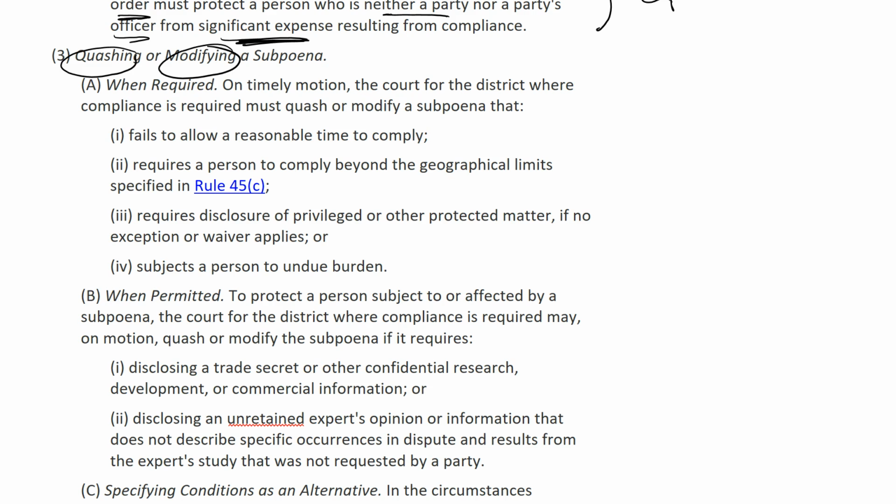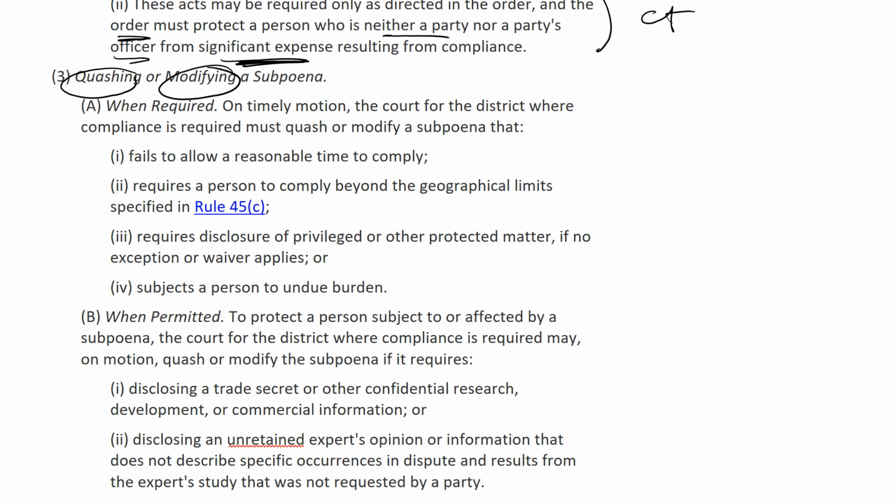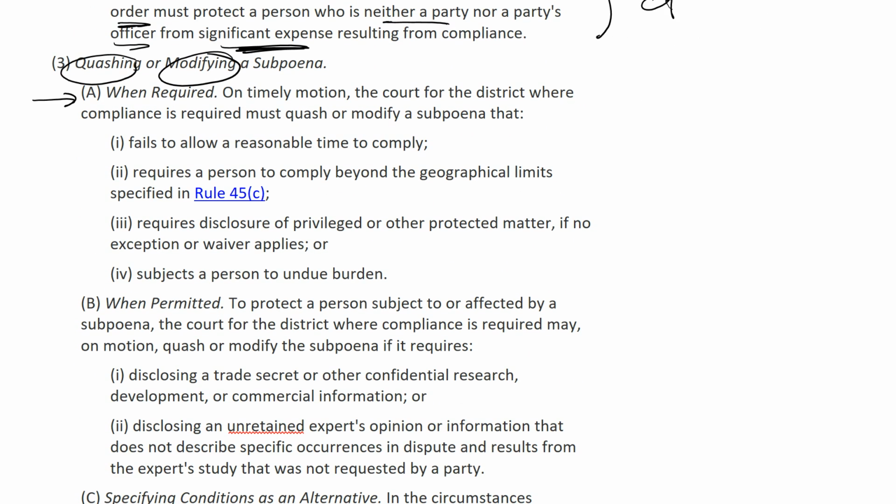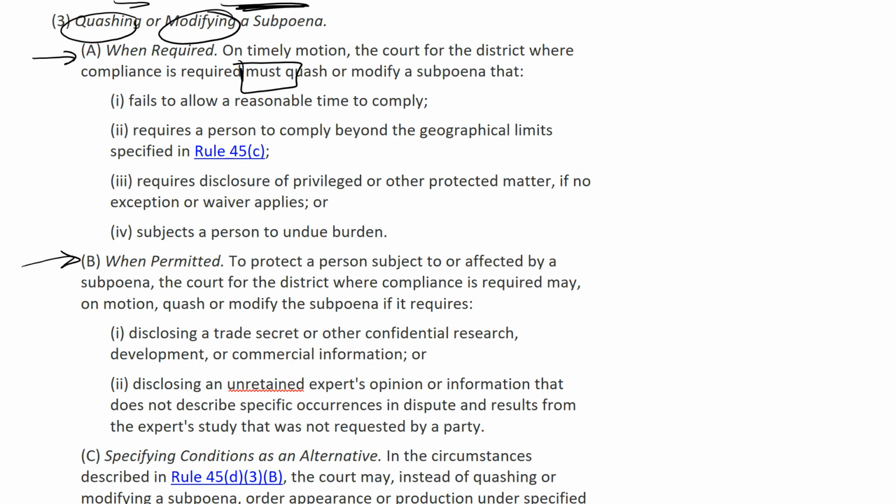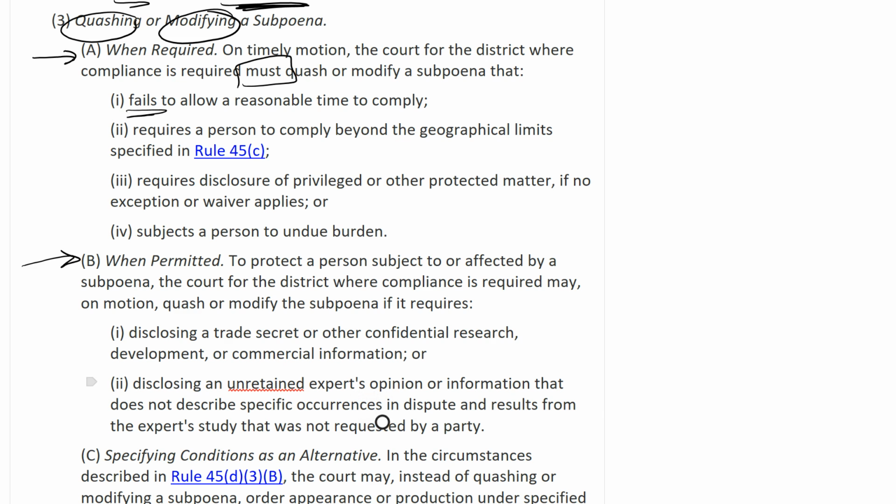And the difference between Section 3A, what do we want? 45(d)(3)(A) and (d)(3)(B). All right, (d)(3)(A) is about when the court must quash or modify the subpoena. (d)(3)(B) is when the court may, but doesn't have to, quash or modify the subpoena. Court must quash or modify the subpoena if it doesn't give enough time. It requires somebody to go beyond the geographical limits, right? We're talking about the 100 miles from where you live, work, or regularly do business, right? Or within the state, right?